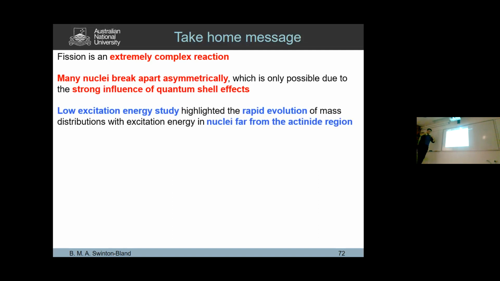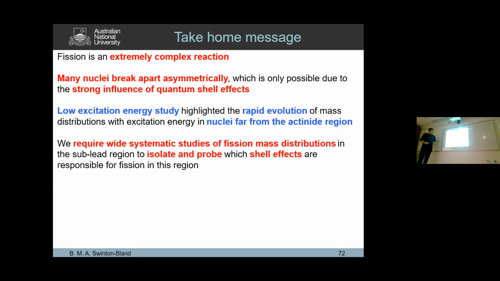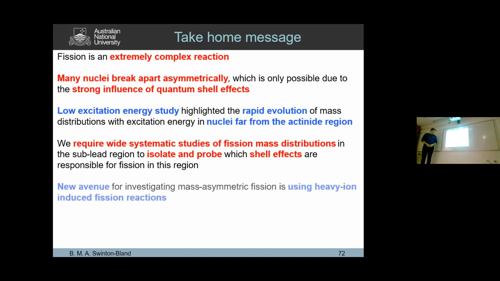And I want you to remember that for the Bismuth paper, we saw that the low excitation energy study highlighted a rapid evolution in distributions with a small increase in excitation energy above the barrier, and crucially, in nuclei far from the actinide region. This is one of the few studies that is showing categorically there is mass-asymmetric fission, and it is very strong in this region. And that we require wide systematic studies of fission mass distributions, not just in the actinide region, which is now relatively well studied, but also in the sublead region, to hopefully isolate and probe which shell effects are responsible for fission.